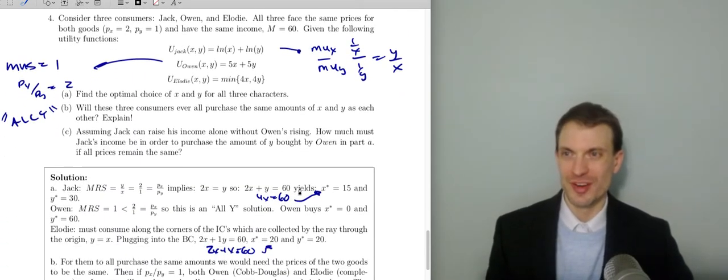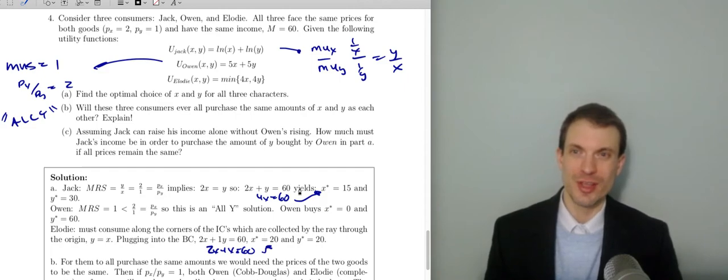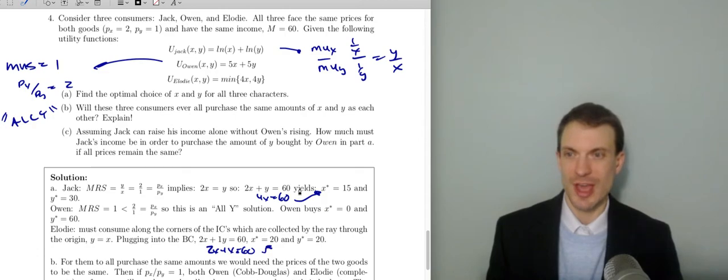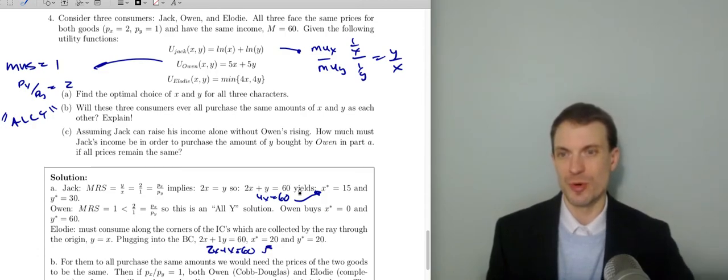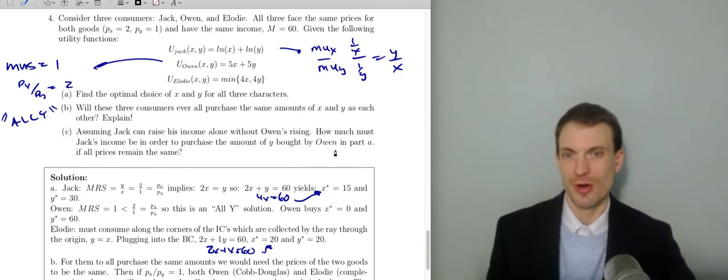All right. So consider three consumers, Jack, Owen, and Elodie. All three face the same prices for both goods. Price of good X is 2, price of good Y is 1. They have the same income, 60. Given the following utility functions, find the optimal choice for the three characters. Will these three consumers ever purchase the same amounts? And assuming Jack can raise his income without Owen's rising, how much must Jack's income be in order to purchase the same amount purchased by Owen?